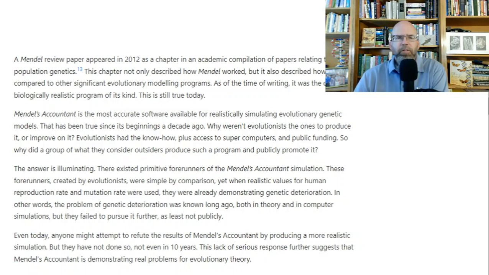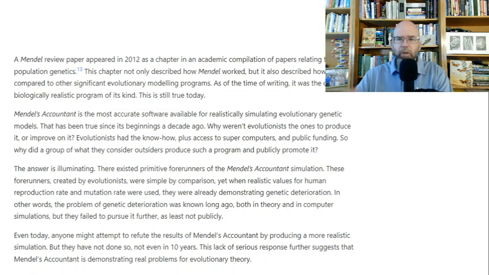Why weren't evolutionists the ones to produce it or improve on it? Evolutionists had the know-how, plus access to supercomputers and public funding. These are popular arguments used against evolutionary biology by young Earth creationists. We don't have as much money, right? We don't have access to stuff. You have all the access. And so, you know, we're playing catch up here. And yet here we have an example of we've come up with a better program than you, right? Four, five people came up with something that all of you with all your resources couldn't do. It's a big feather in the cap in Carter and others' minds that young Earth creationists have been able to accomplish this. All right, so this, in his mind, is one of the great successes of the program.